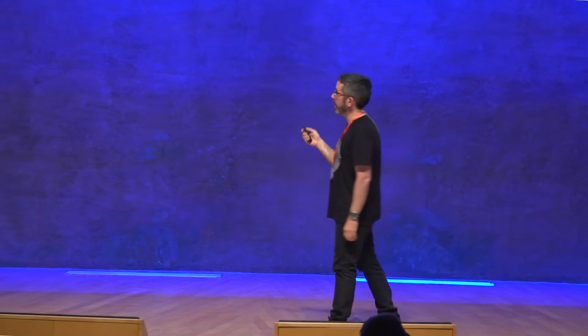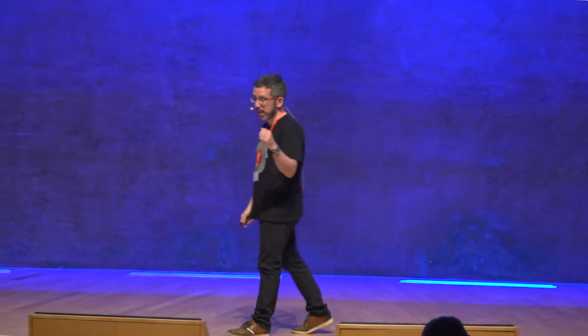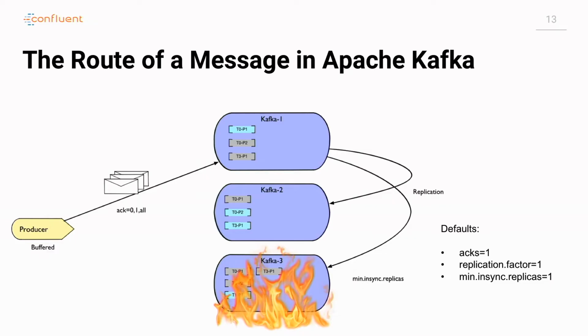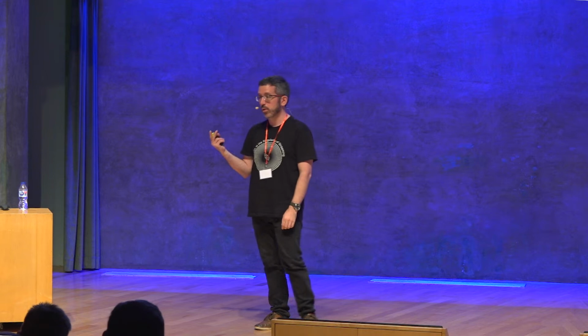Why is this important? Because we don't want to lose data in some cases. Warning, the defaults are acknowledge equals 1, replication factor 1, and min-in-sync replicas 1. This means that Kafka is ready for availability and latency, not for durability. So what will happen here? One broker is on fire. If I have min-in-sync replicas 2, this partition will still work.